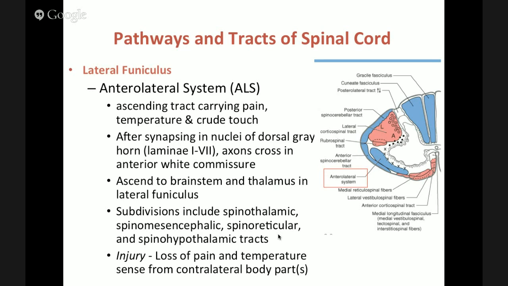Because of the crossing of this pathway, it's the second order neuron that is crossing the midline. If the anterior white commissure is injured in the spinal cord, then there is a bilateral loss of pain and temperature. If it's the anterolateral system that is damaged, then there is loss of pain and temperature, etc., on the contralateral side, usually 1 or 2 levels below the lesion.